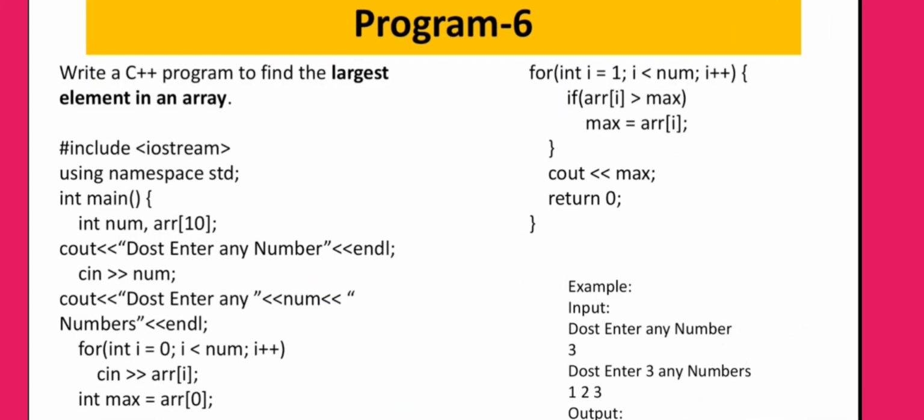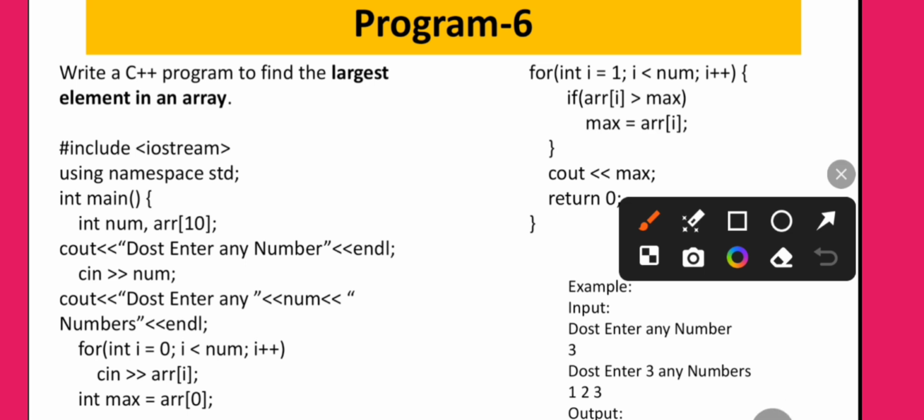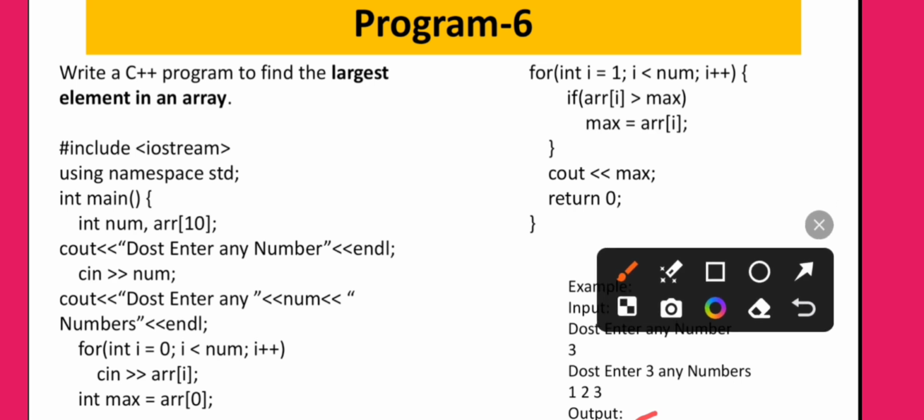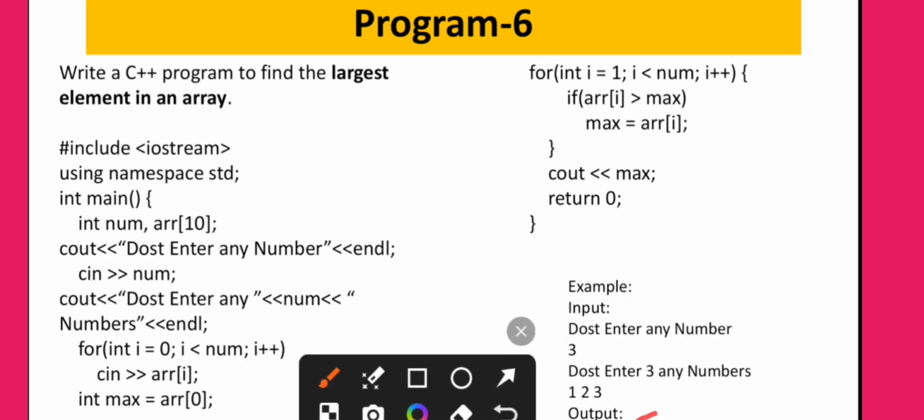The next program is: write a C++ program to find the largest element in an array. For example, we have three elements, that is 1, 2, 3. So we can check which is the largest element. For example, we have the output 3. So how can we compare the numbers and find the largest element?